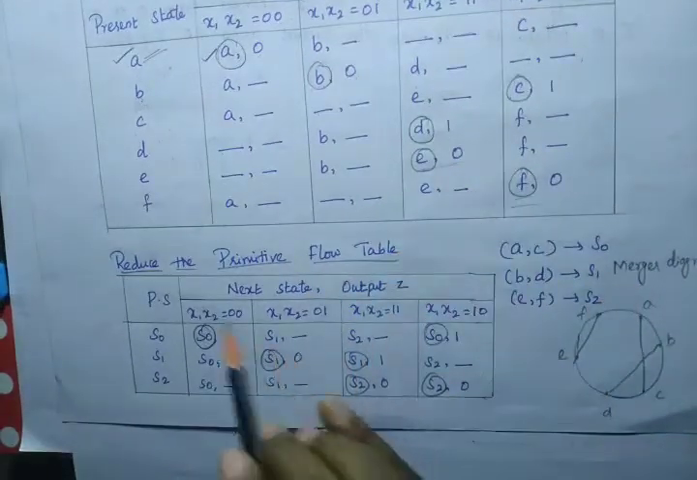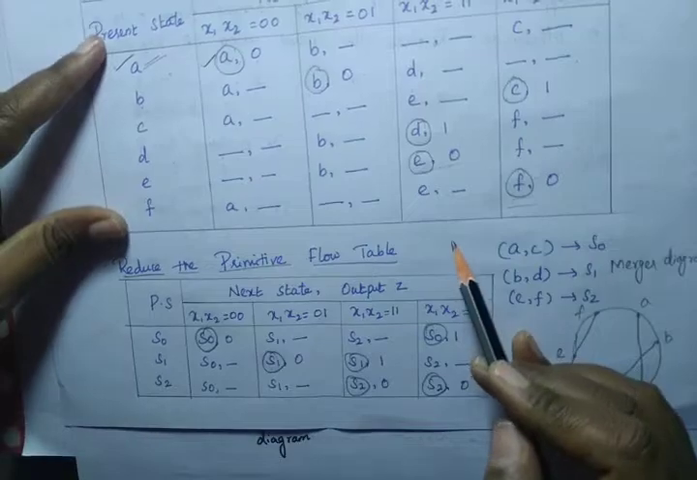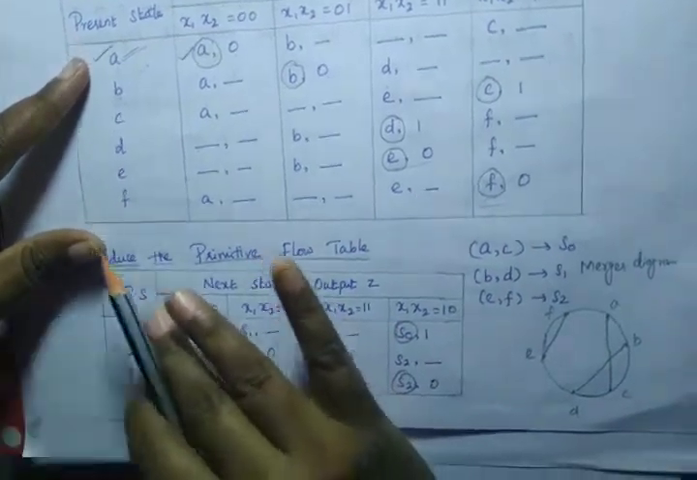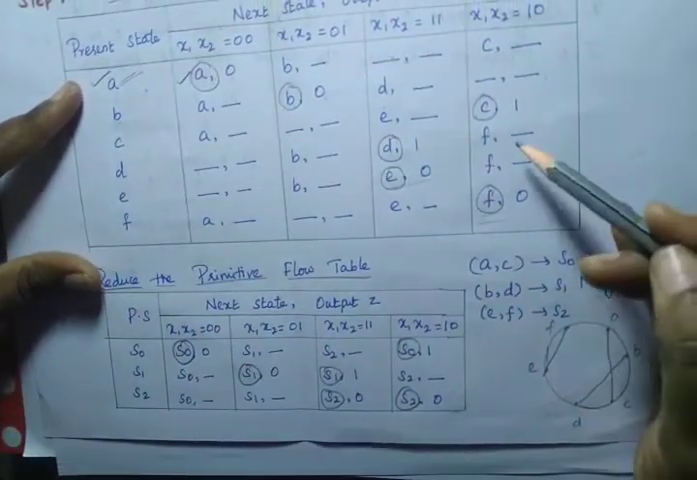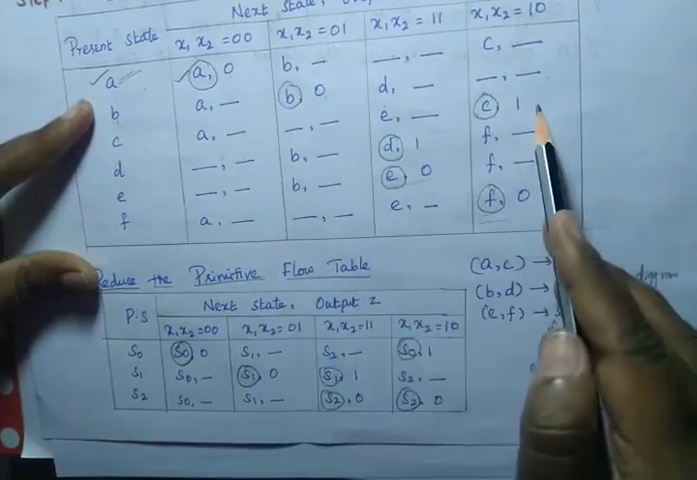Then next, we have to reduce the primitive flow table. Now check here, this is said to be the primitive flow table. So we can reduce this primitive flow table. How can we reduce the primitive flow table? By merging. Now let us check where we are getting the same.